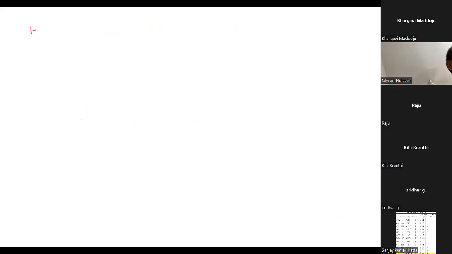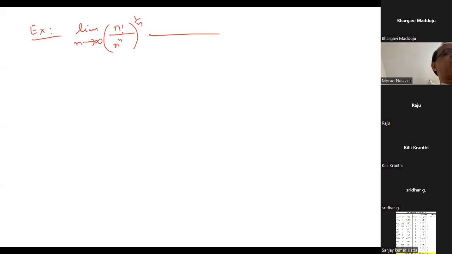In the same way we can use this also. You try this: the limit as n tends to infinity of (n!/n^n) power 1 by n.